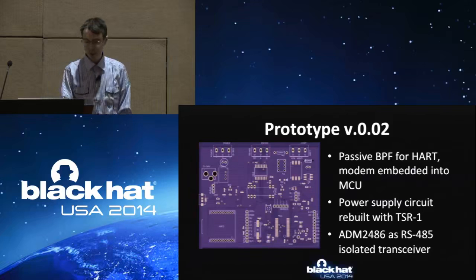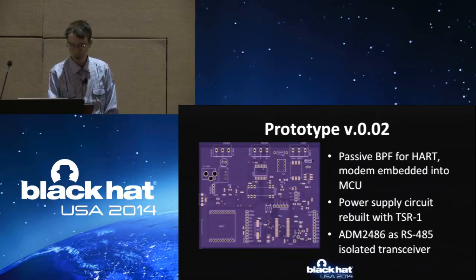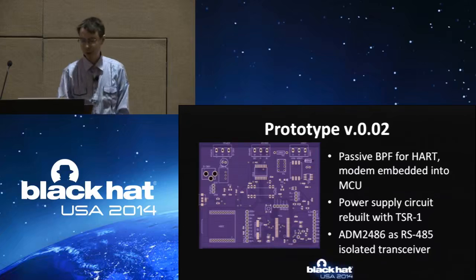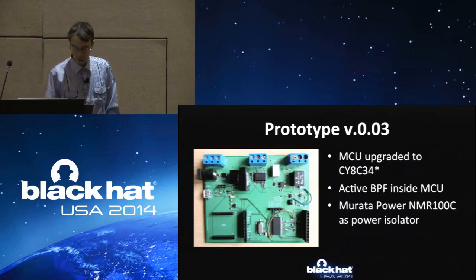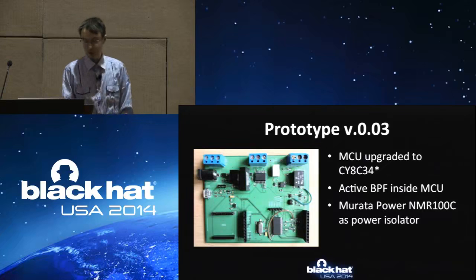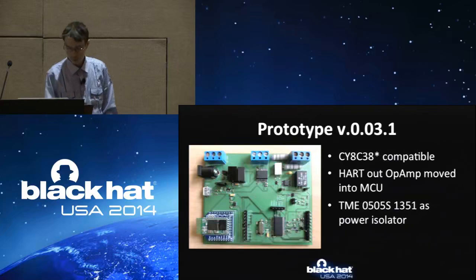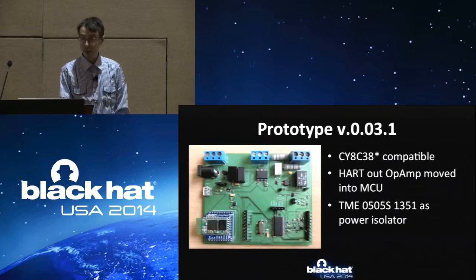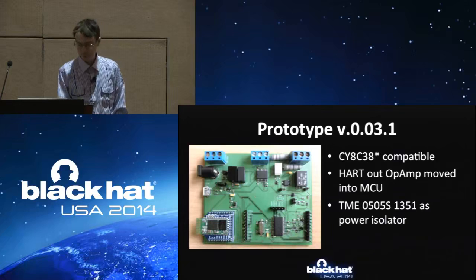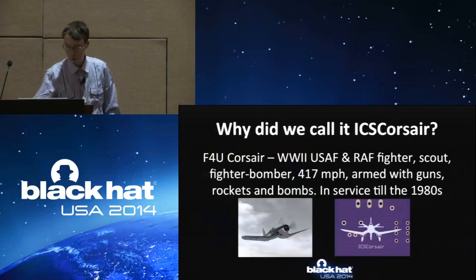The second prototype has an improved power source circuit and has a passive bandpass filter for HART for a clearer signal. Unfortunately, some errors were made in PCB design, and this prototype has never been soldered and never worked. And this version, the third version, is the first really working prototype. The bandpass filter was moved to the microcontroller, and I've changed the power isolation module. And the latest version is shown on this slide. It has few changes. Main improvements were made in the HART modulator and power isolation circuits.